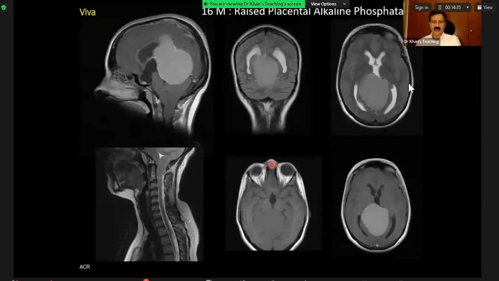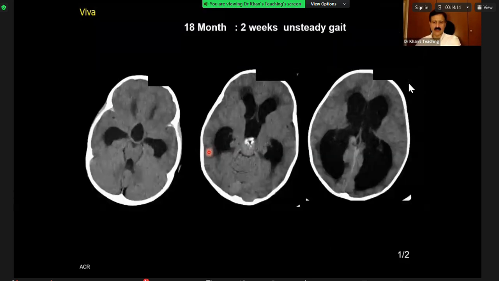This is a 16-year-old with a huge germ cell tumor with raised placental alkaline phosphatase, just to make the same point. And there is a lot of hydrocephalus. Actually the floor of the third ventricle has gone down and compressed.